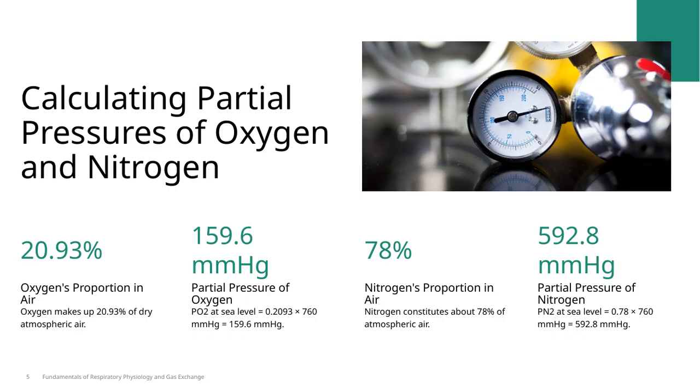Understanding these partial pressures is fundamental because it helps us grasp how gases move during respiration. The differences in partial pressures between the alveoli and blood drive the gas exchange process. So, by calculating these values, we can better understand the mechanics behind how oxygen enters our lungs and nitrogen remains mostly inert in the bloodstream. This calculation also highlights the importance of atmospheric composition in respiratory physiology and how it influences our body's gas exchange efficiency.